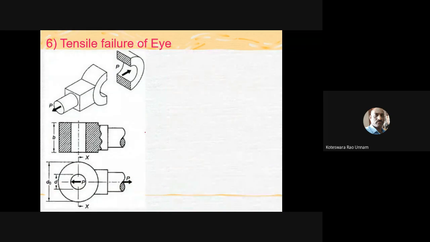The next one is the tearing failure of the eye across that slot. Wherever there is a slot, we consider the tearing or tensile failure of the rod, so that you can estimate the dimensions there. Those dimensions are D0 and D. D is already evaluated, so only D0 can be determined from that. From this, you can clearly see that the area is going to be b into D naught minus D, and the load is subjected to only P here.